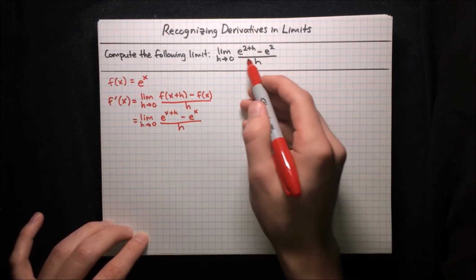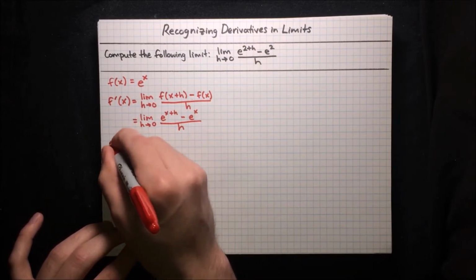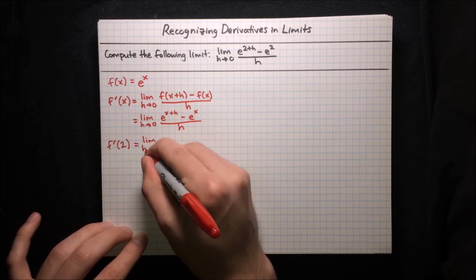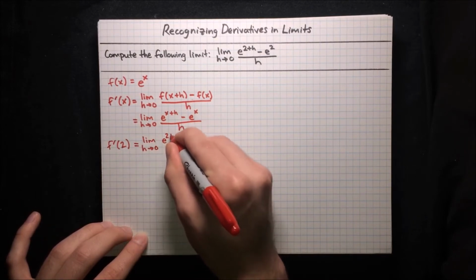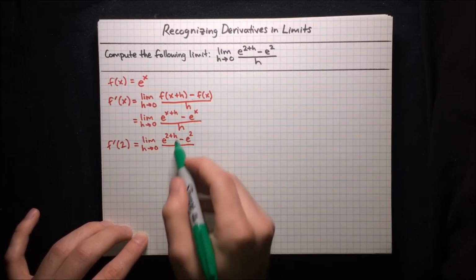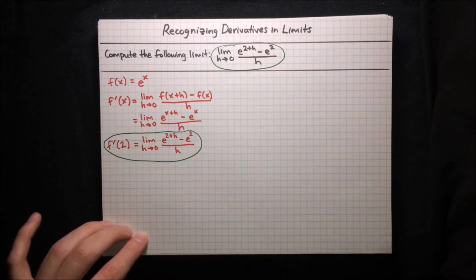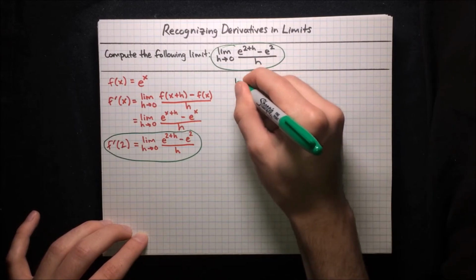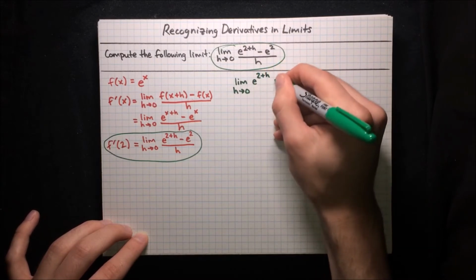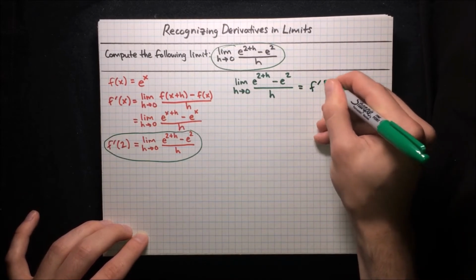And that really takes the form of our limit up here. The only difference is that here we've got 2 plus h instead of x plus h. But that's a simple fix because we just set x equal to 2. So we have f prime of 2 equals the limit as h approaches 0 of e to the 2 plus h minus e to the power of 2 all over h. And look at that, that's exactly what our problem statement is. So let's go ahead and flip this equality around. This really just says that the limit as h approaches 0 of e to the 2 plus h minus e squared all over h is just equal to f prime of 2.